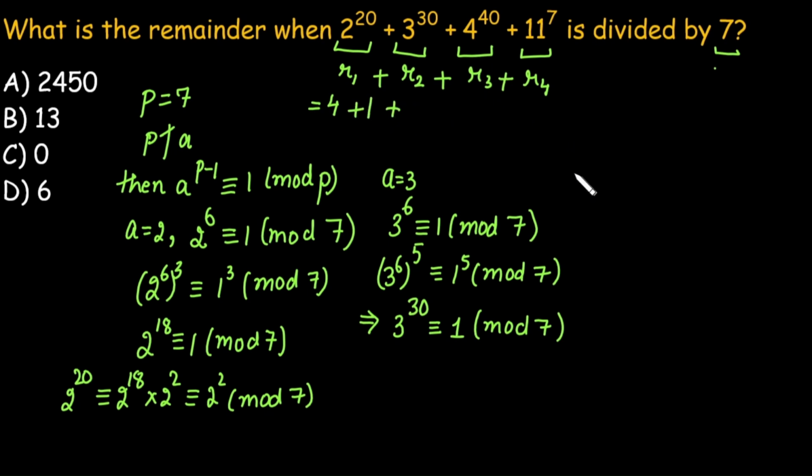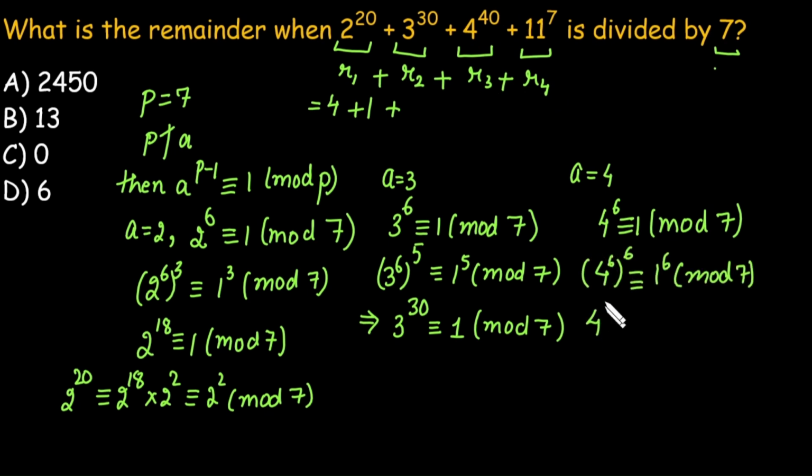Now calculate R3. In this case, A is equal to 4 and 7 does not divide 4. Apply Fermat's little theorem. We have 4 raised to power 6 congruent to 1 mod 7. The multiple of 6 nearest to 40 is 36. It means we can take both sides to the power 6. From here we have 4 raised to power 36 congruent to 1 mod 7. Now we need 40. So multiply both sides by 4 raised to power 4.